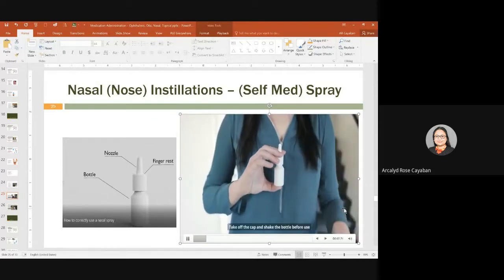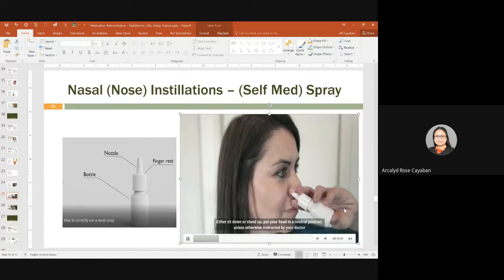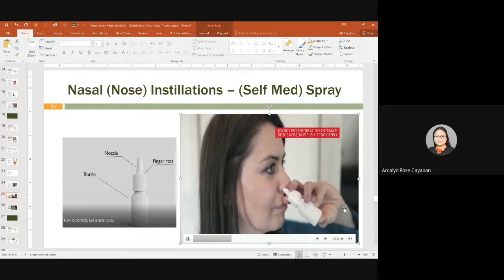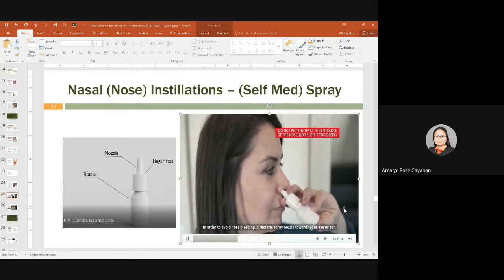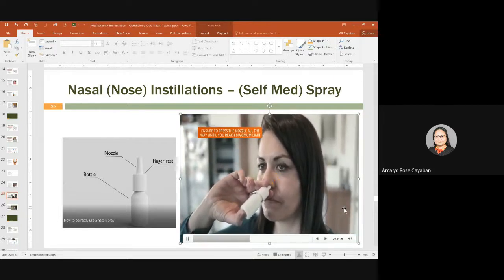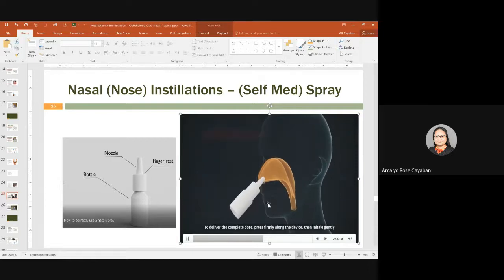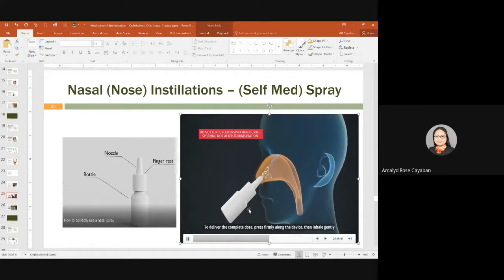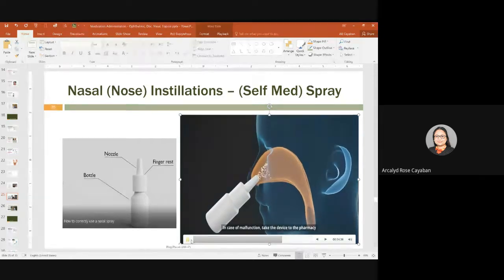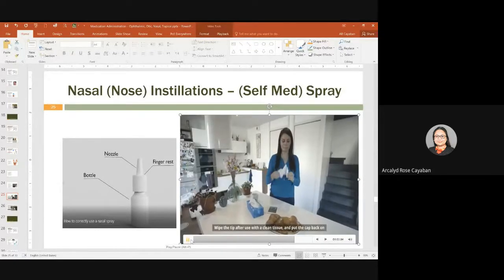Take off the cap and shake the bottle before use. Either sit down or stand up. Put your head in a neutral position unless otherwise instructed by your doctor. In order to avoid nose bleeding, direct the spray nozzle towards your eye or ear. Insert the tip into the nose with approximately 1 centimeter depth. To deliver the complete dose, press firmly along the device, then inhale gently. In case of malfunction, take the device to the pharmacy. Wipe the tip after use with a clean tissue and put the cap back on.